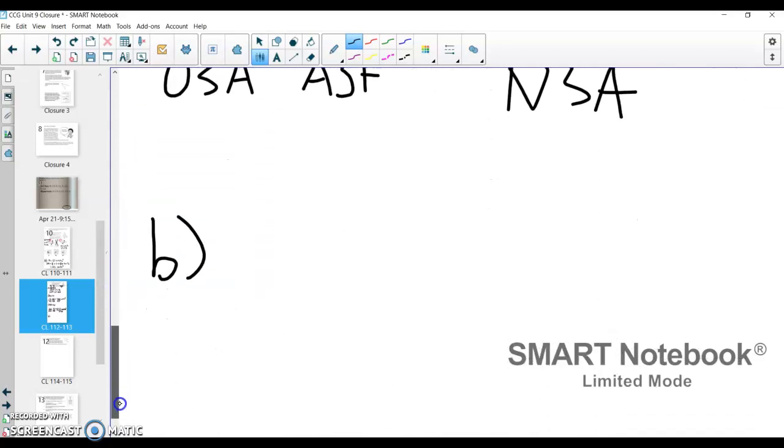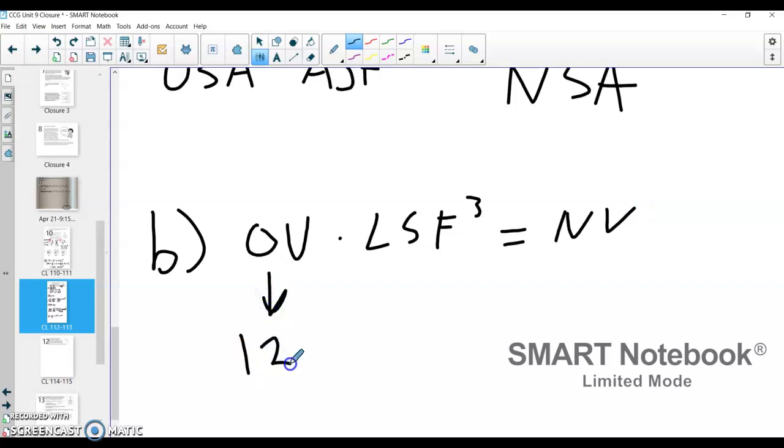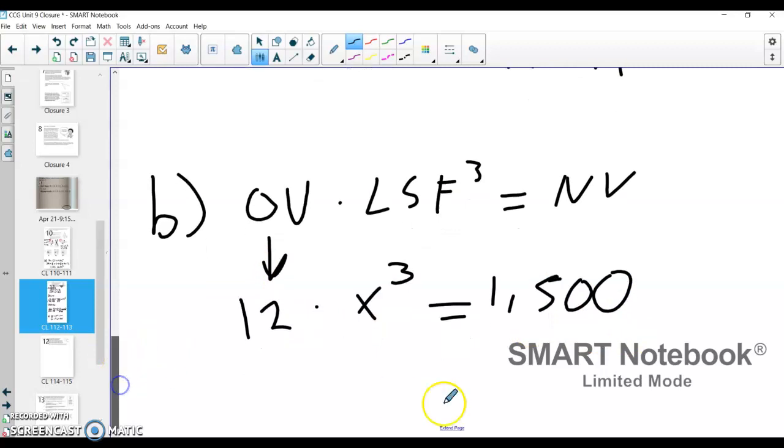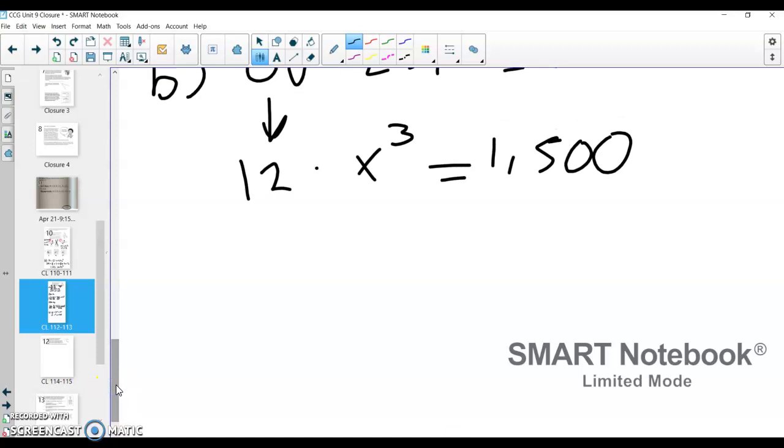I'm going to take my original volume, multiply it by my linear scale factor cubed, and that's going to give me my new volume. We already know the original volume was 12. The linear scale factor we don't know, so we're going to call that x, and we're going to call that x cubed, the linear scale factor cubed. We want to solve for it, so we call it x. And we know the new volume is going to be 1,500. Now we have to solve for x, which is not too bad, but I will need my calculator here.